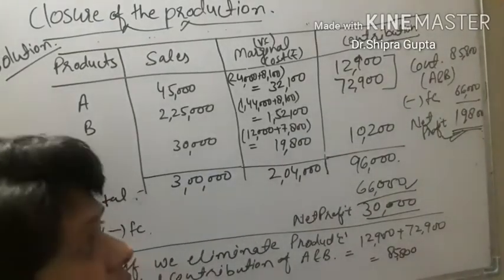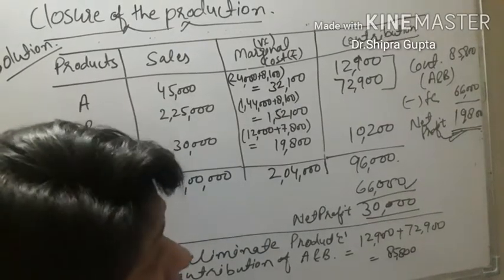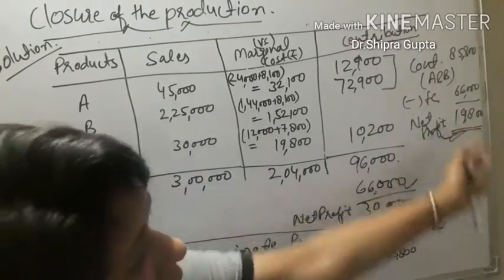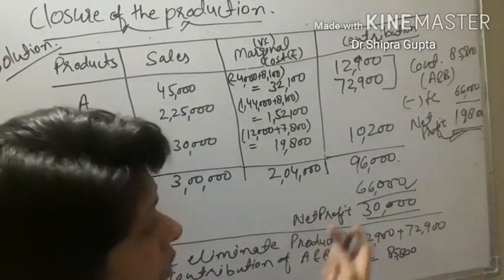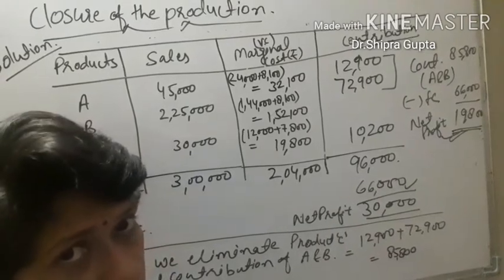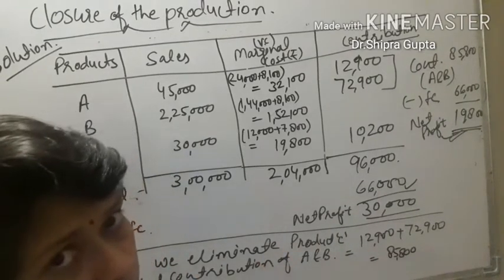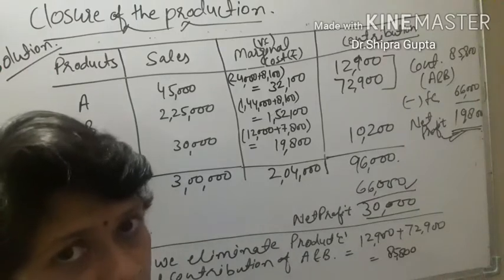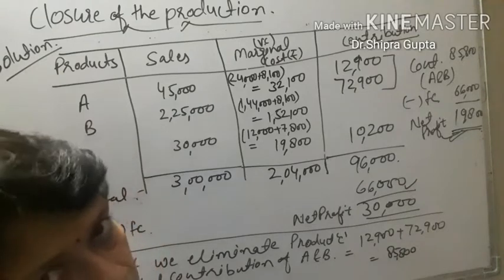19,800. So we will write a comment. If we eliminate C, then our profit will come to 19,800, and when we consider it, when we take it, then our profit is 30,000 rupees. So when we consider C, our profit is more than when we eliminate it. So we will consider C. We will not eliminate product C.